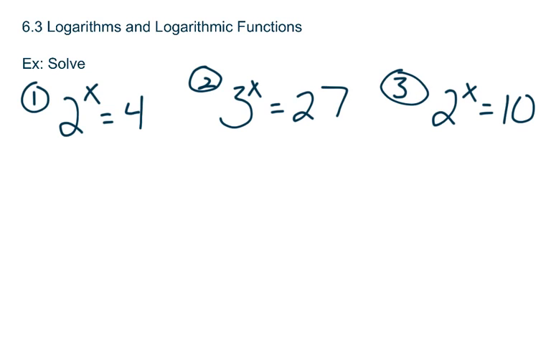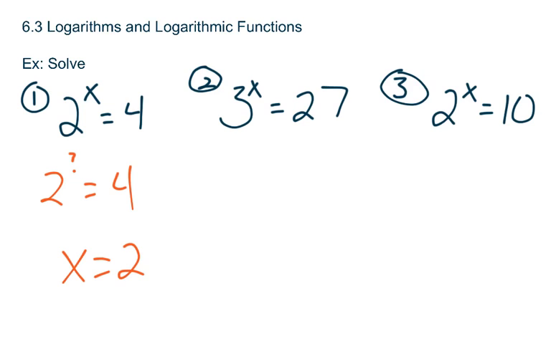Section 6.3, Logarithms and Logarithmic Functions. We're going to start off with a couple of basic examples, and it kind of leads me to why we're talking about Section 6.3. So, number one, 2 to the x power equals 4. What we're basically figuring out is 2 to the what power is 4. Well, that one clearly is 2, because 2 squared is 4.